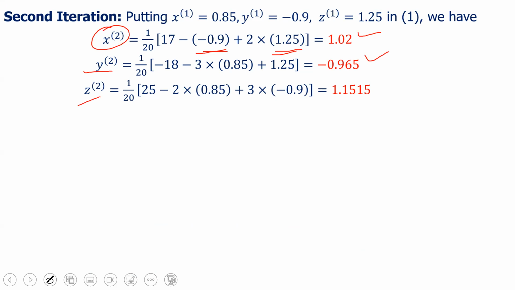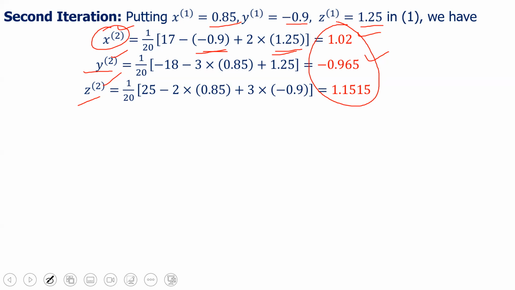Similarly, for z2, meaning the second value of x, y, z in the second iteration. The superscript 2 shows which iteration we are doing. So here we are doing the second iteration, and that's why it is written as x to the power 2, y to the power 2, and z to the power 2. It denotes the iteration. So again, if we put all those values in the given equation, x equal to this, y equal to this, and z equal to this, then we get another three different values of x, y, and z. So this is the second iteration.